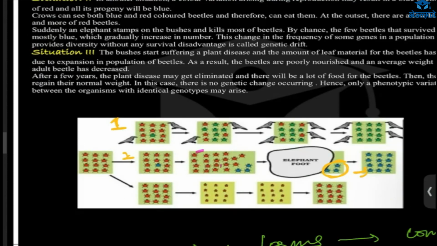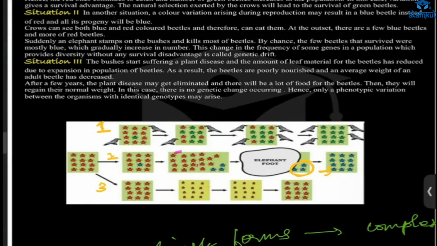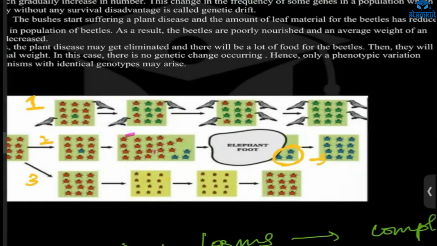In the third case, this is the beetle, and the leaf where the beetle lives is suffering from some disease, so the beetles are not getting proper nutrition and their weight keeps decreasing. After some time, if the plant disease is cured, the beetle will develop again.